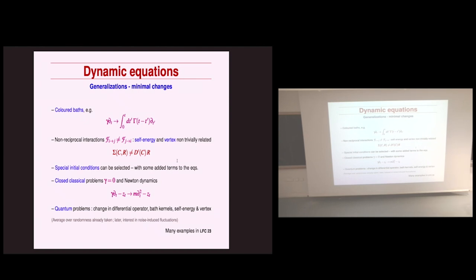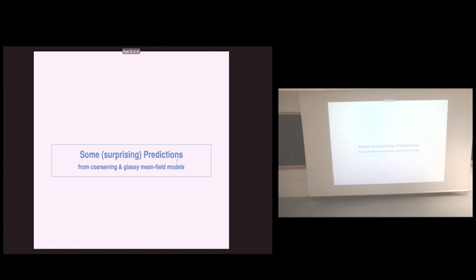And you can also do quantum, by changing the bath kernels, the self-energy and the energy form, but it's also of that kind. So there are many physical examples or problems that people look at that can be captured through these kind of Schwinger-Dyson equations and their solutions.